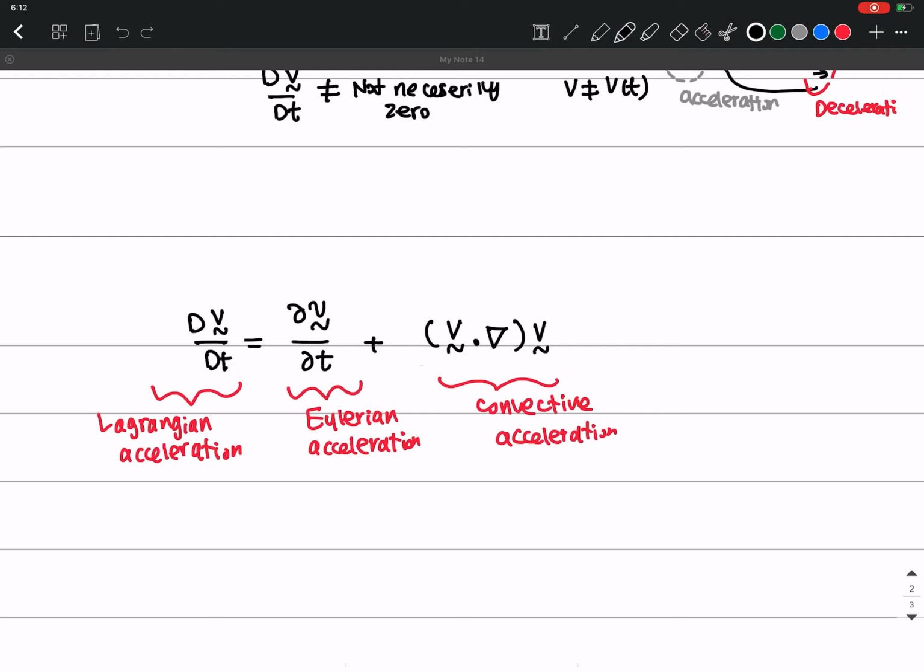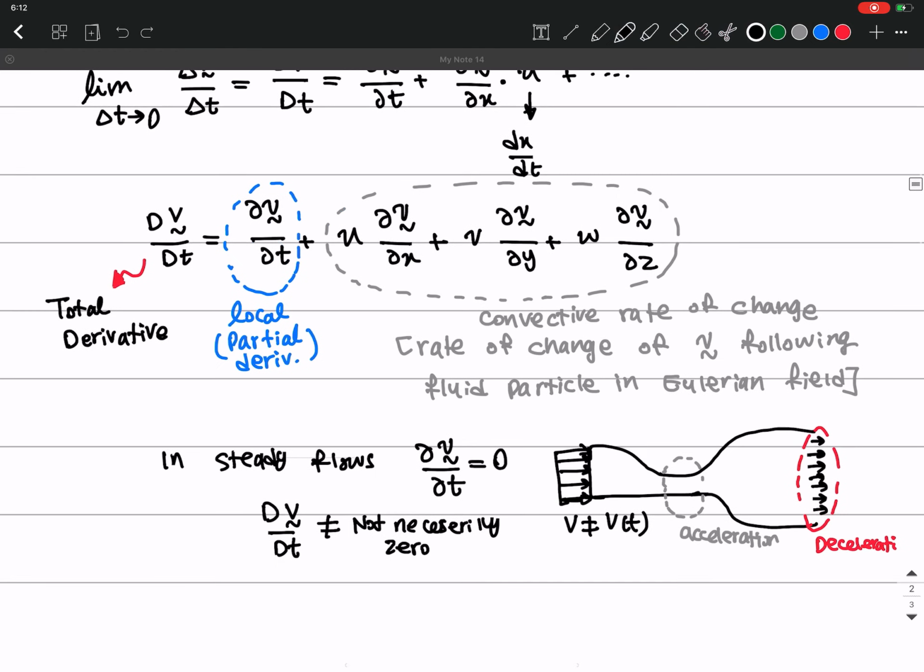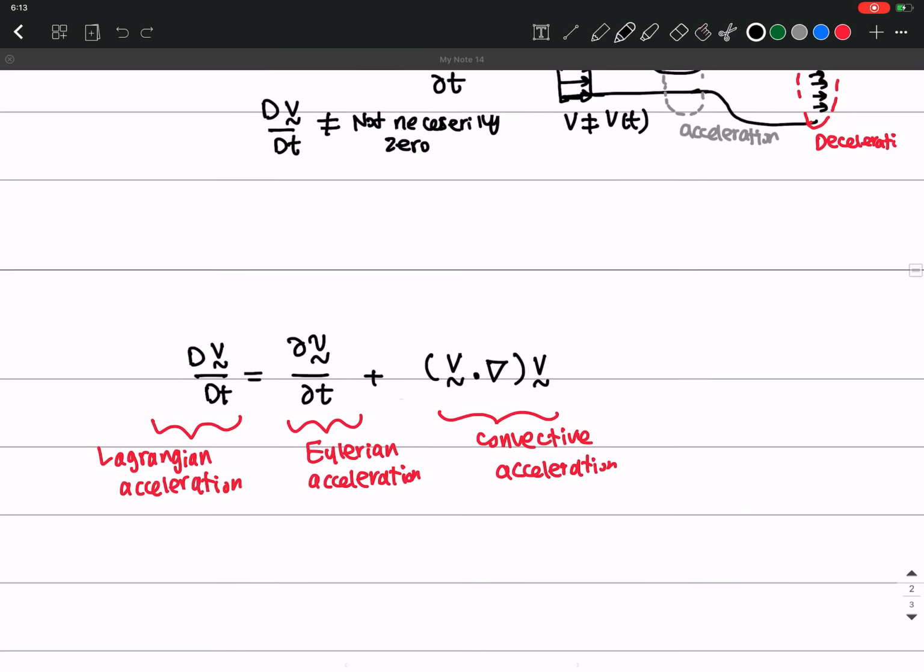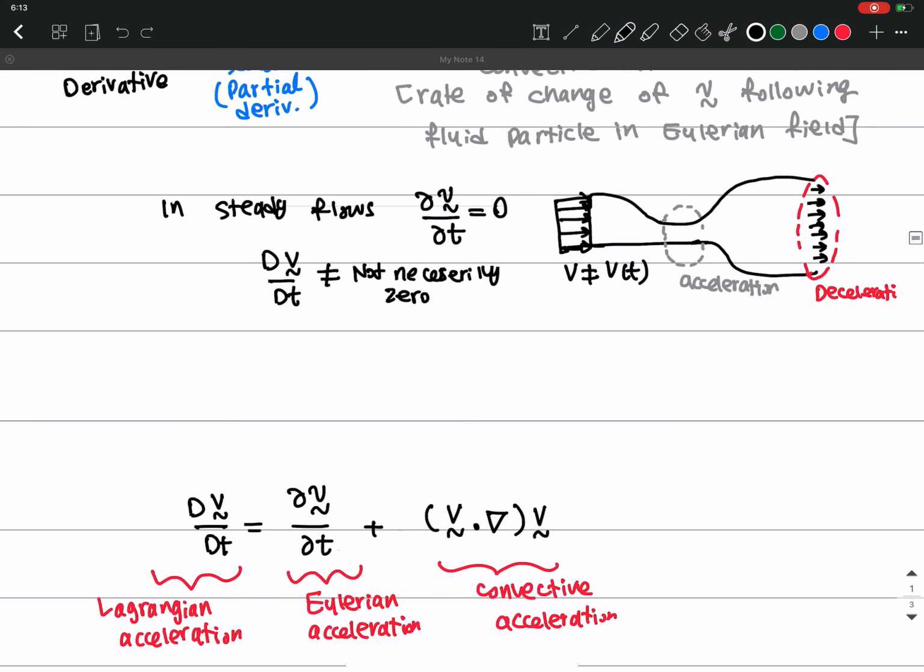And this equals the field description of the acceleration, where we have partial v over partial t plus v dot grad v, which is the convective acceleration. And v dot grad v is just these terms, where we write it in terms of these mathematical operators. So let me talk a little bit more about this steady flow concept.